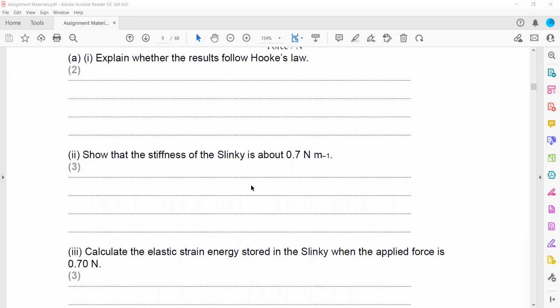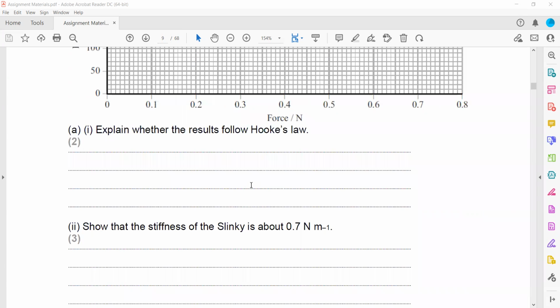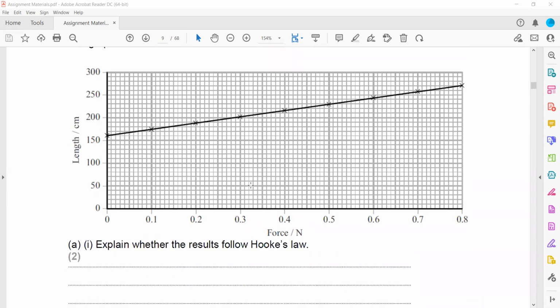Show that the stiffness of a slinky is about 0.7 newton per meter. So stiffness is how much force is needed to produce a 1 centimeter, 1 millimeter extension. How do we work out the stiffness? You can find the gradient, because the gradient will give us the value of k. Or you can also use two points.